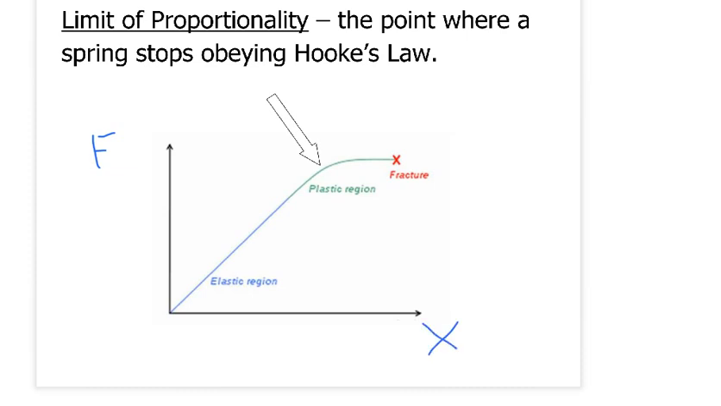Again, this region here is the proportional region where Hooke's law is obeyed. So the point where a spring stops obeying Hooke's law, that point right there, is called the limit of proportionality. That's the point where the spring stops obeying Hooke's law, and it is no longer stretching at a constant rate compared to the force that's applied. So there's a vocab term for you, limit of proportionality. You need to know that along with everything else we talked about in this video.